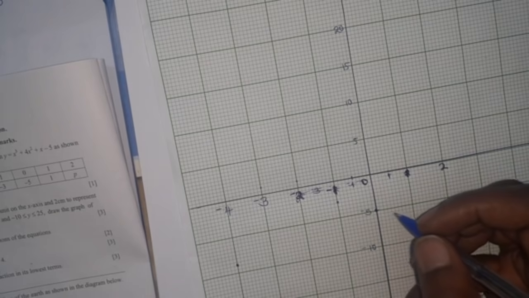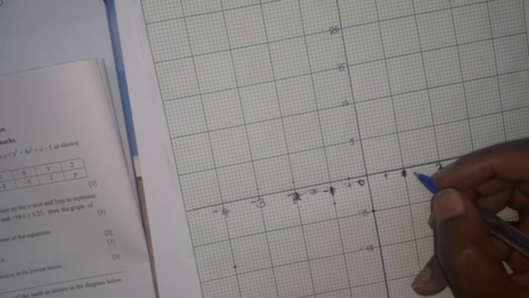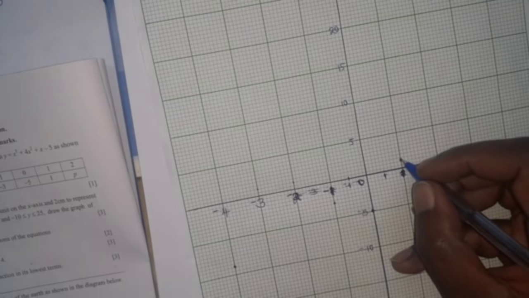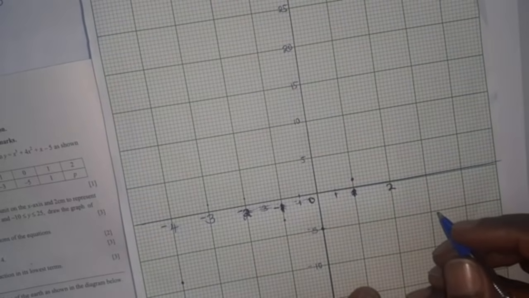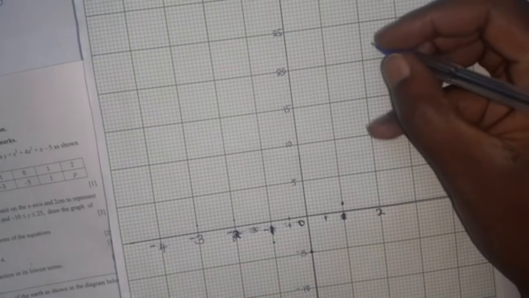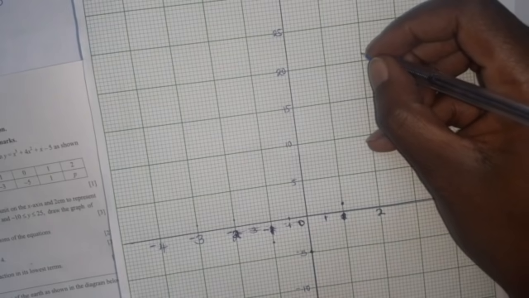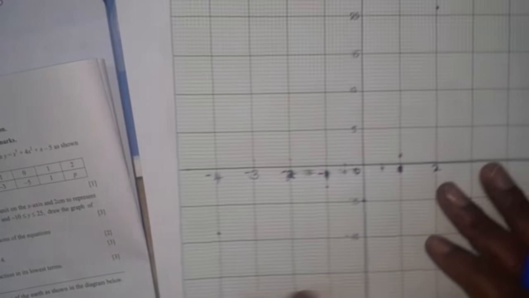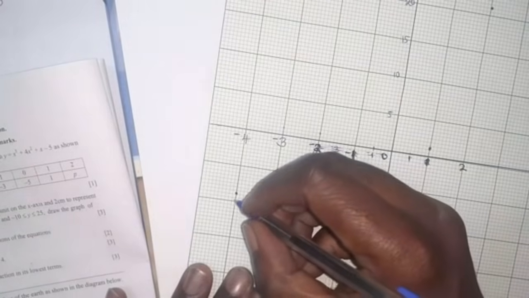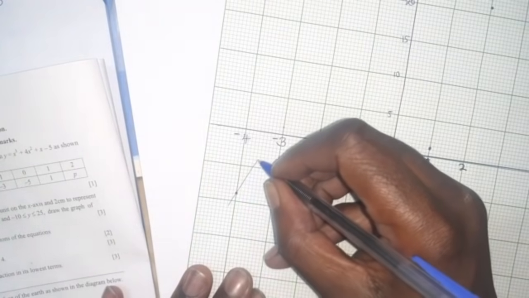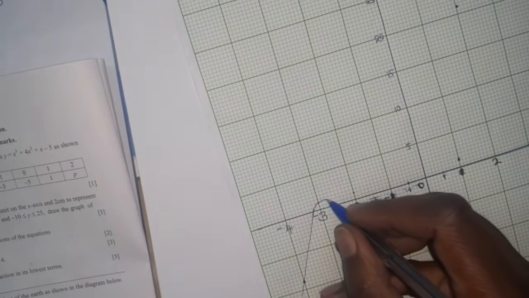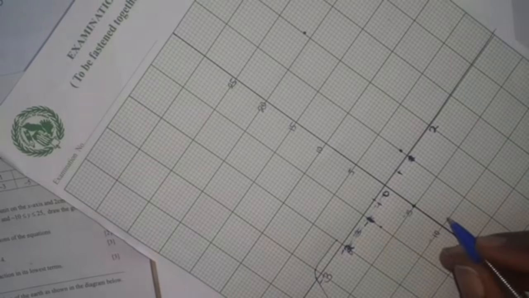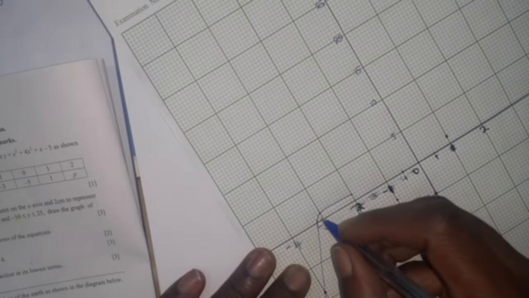Then the second last is 1, 1. 1, 1 is this point here. Then the last one is 2, 21, here. So we need now to join these points with a smooth curve.